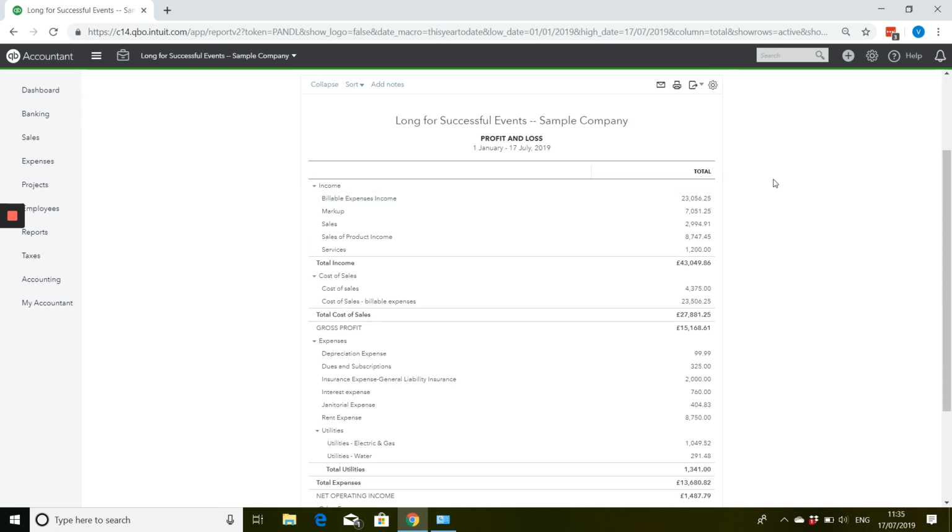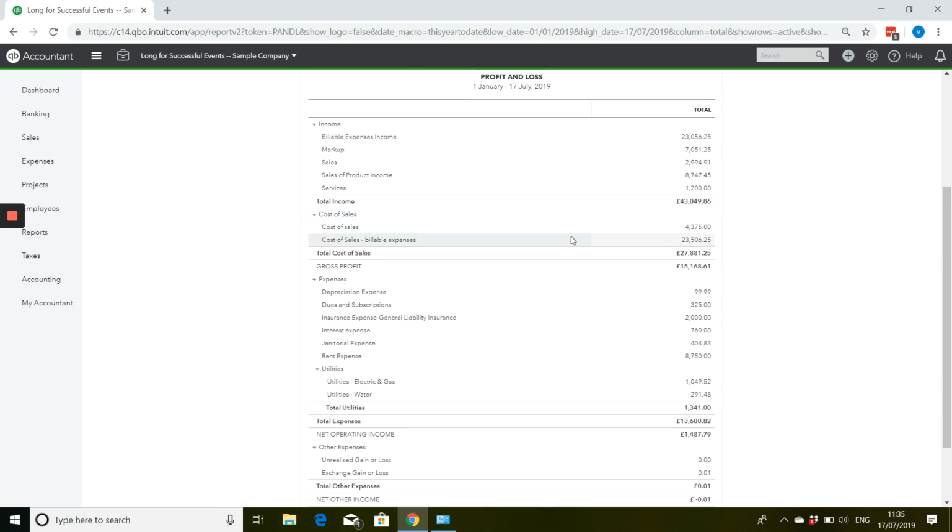So it's got all the different income types that this company has there, and any cost of sales. And then you've got your gross profit. So you've got your total income and your gross profit, the two main bits here. So the gross profit is worked out by any cost of sales being taken off the total income.